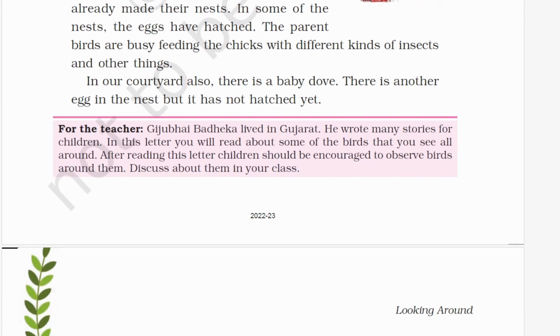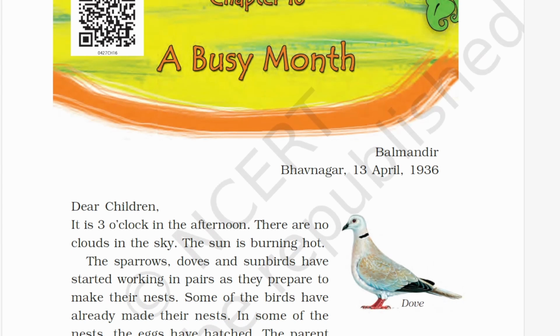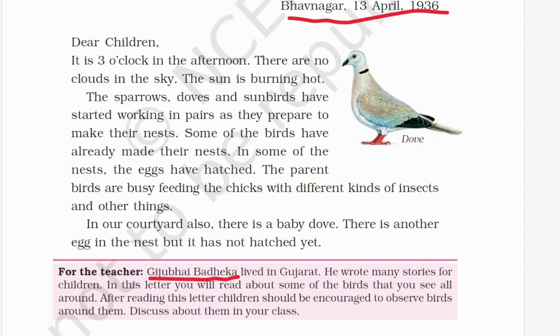Let me start by highlighting two important things. One is that this is a letter written by Gijubai Badheka, who lived in Gujarat, and he had written many stories for children. This is in a letter format, so children are being introduced to letters. The second is the date. It is written in 1936, and in this letter, a lot of things are being said in the form of a letter about birds. Now, Gijubai is talking about it being 3 in the afternoon, how it is very hot, and what the birds do.